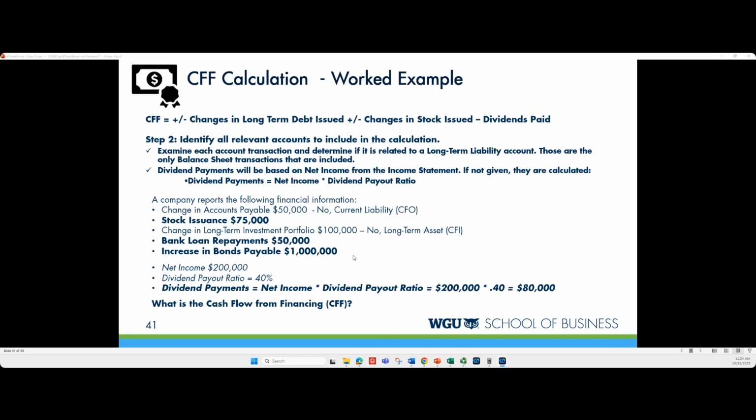So the last item we have to consider is our dividend payments. We're not given those directly, but we know if we take our net income times our dividend payout ratio, that tells us what percentage of net income is paid out to our shareholders. And in this case, it's 40%. So we take the $200,000 of net income times 40% gives us dividend payouts of $80,000. Does that make sense so far?